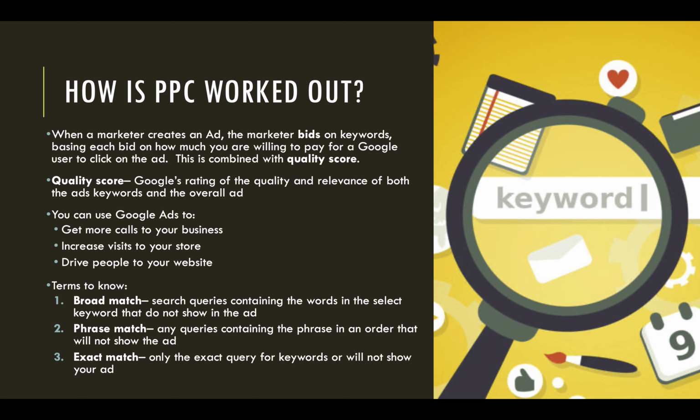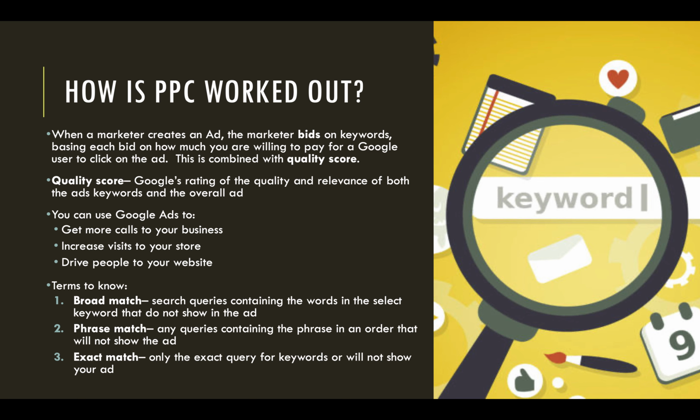So how is PPC figured out? Well, it's figured out through bids, and it's combined with a quality score, which is Google's rating of quality and relevance for both the ads and keywords in the overall ad. You can use Google Ads to get more calls to your business, increase visits to your store, or drive people to your website. And then you also need to know these terminologies.